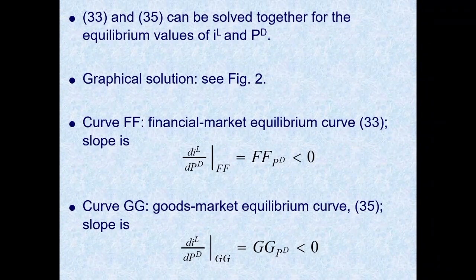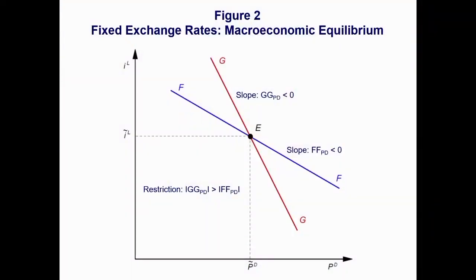I have two endogenous variables, IL and PD, and two curves, and both of them are negative, so this is macro equilibrium essentially. Because GG's derivative with respect to PD is negative, the red curve, which we call GD, the equilibrium of the goods market, is going to be downward sloping. FF is negative as well, therefore it is also downward sloping. Now the question, of course, when you have two curves that are downward sloping, is which one is steeper? And this is very important, obviously, to determine the properties of the model.